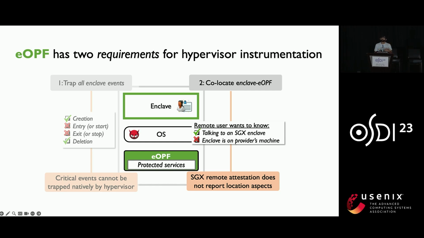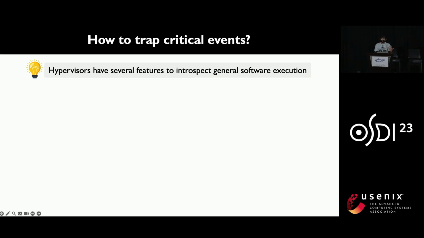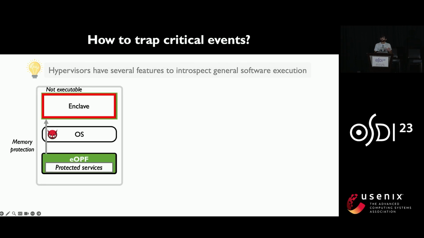In our design of the framework, we address both of these challenges. To trap critical events, we leverage the idea that even though hypervisors cannot natively intercept SGX execution events, there are still several features that are enabled for general software introspection. Specifically, when an enclave is created, we leverage memory protection features to make the enclave memory region not executable. The result of that is that when the operating system tries to start an enclave and transition into the enclave region, it raises a trap, signaling an enclave entry event.